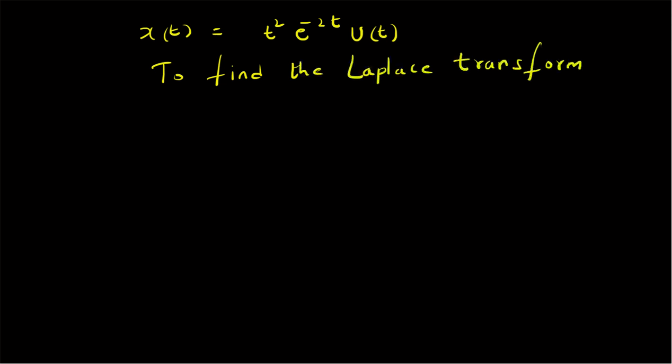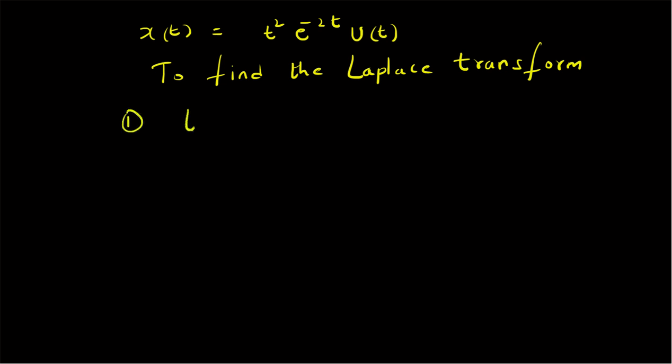So the signal is x of t is equal to t square e power minus 2t u of t. That is, the unit step signal is multiplied by e power minus 2t and t square. So our goal is to find the Laplace transform of this signal. To solve this problem, we need the following two properties of Laplace transform.